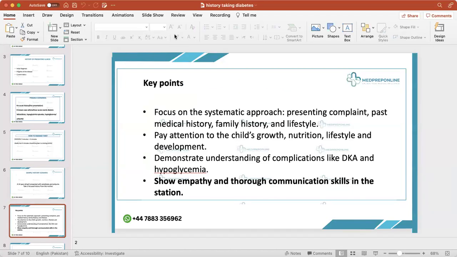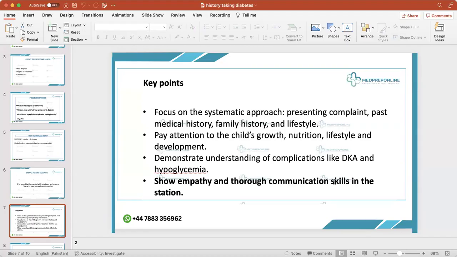So what are the key points in history? Sorry, I had skipped this. Whenever you're taking a history, you can see that in bold. Everything else we will do, but show empathy and thorough communication skills in this station. This is the most important. It is one of the highest scoring stations, because development has a score of 12 and this has a score of 10.